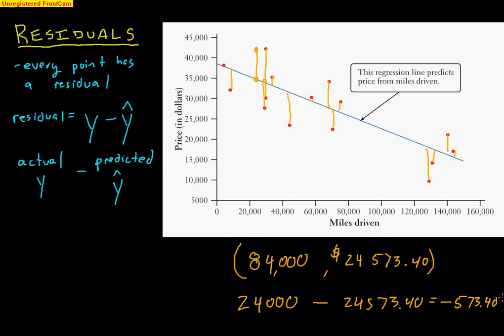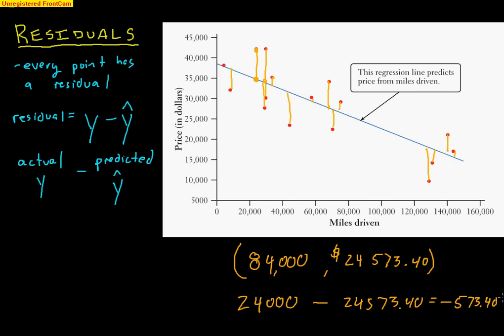A negative residual means the prediction was over the actual, or you could look at it the other way around, and it actually cost less than predicted. So the cost of that truck was less than predicted. So a negative residual is when your actual price is below the predicted price.